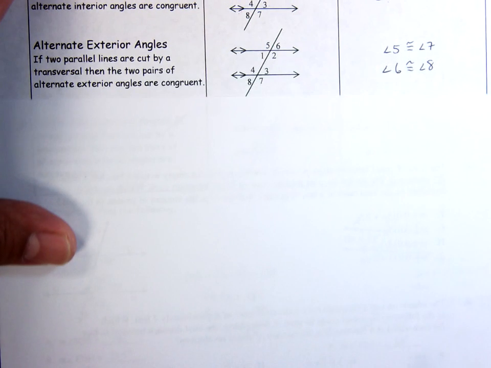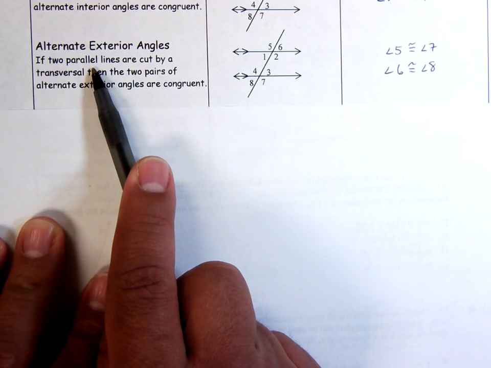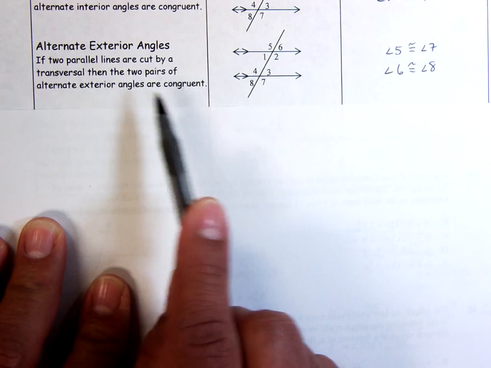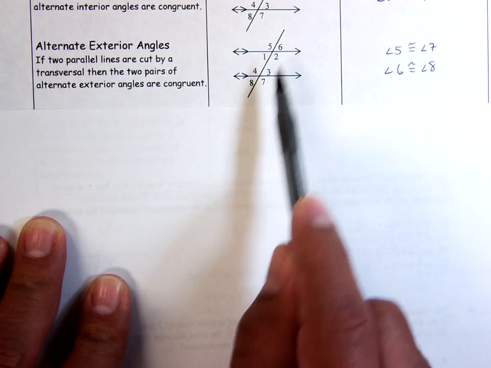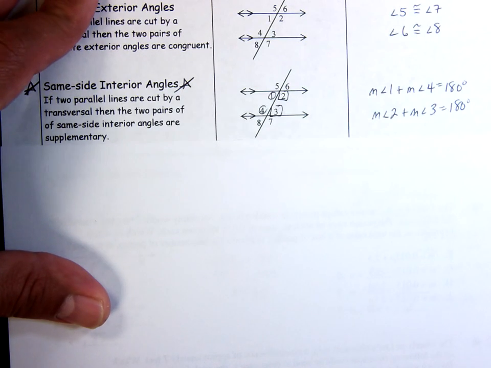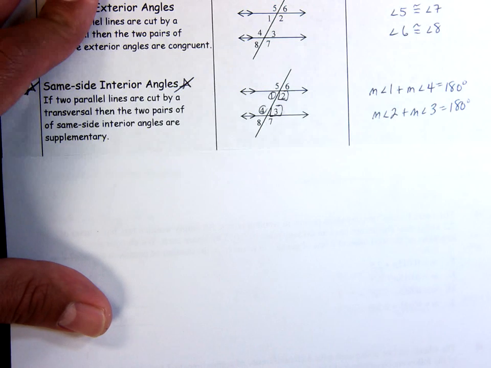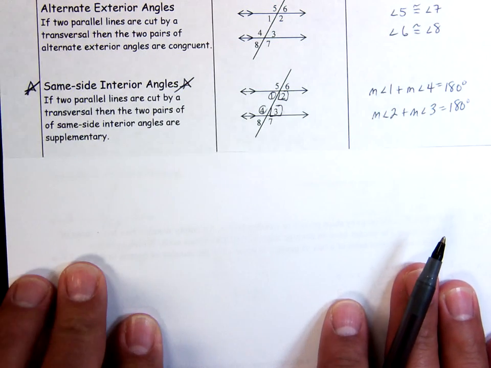Guess what comes next? My alternate exterior angles. If my lines are parallel, my alternate exterior angles are congruent. So angle 5 and angle 7, and angle 6 and angle 8 have to be congruent. This next one I've got starred. This is the only one that does not match. So corresponding, alternate interior, alternate exterior are all congruent angles.